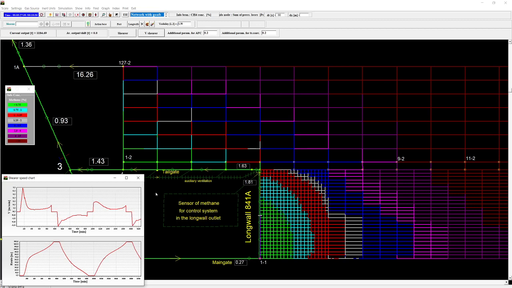And also we can watch the cumulative output of this mining shift in terms of tons of the coal. This value is being compared for both modes of operation, controlled and uncontrolled. So we come to the end of our demonstration. The shearer has stopped in the middle of the longwall due to the end of the shift. Thank you very much for your attention.